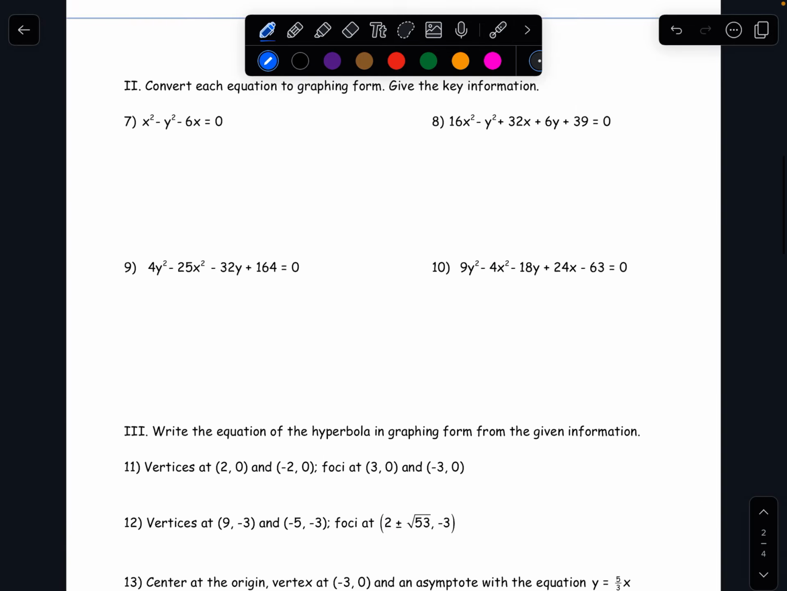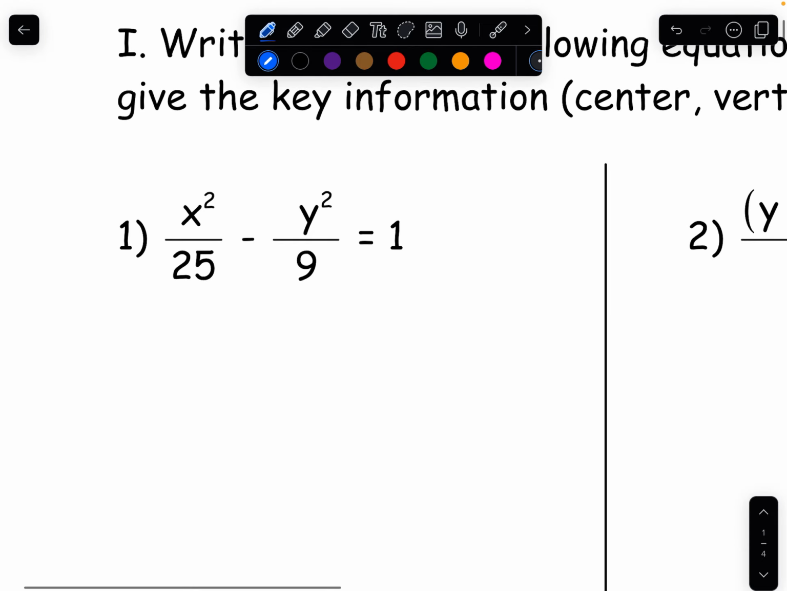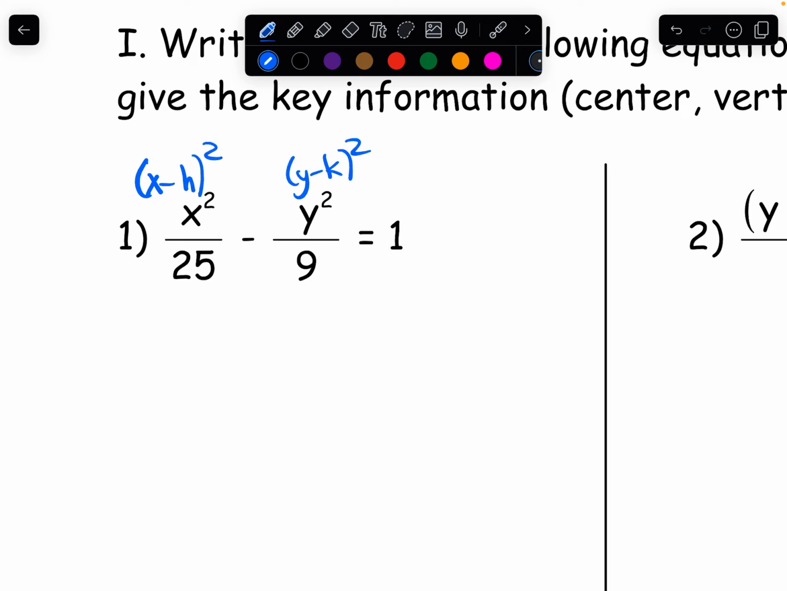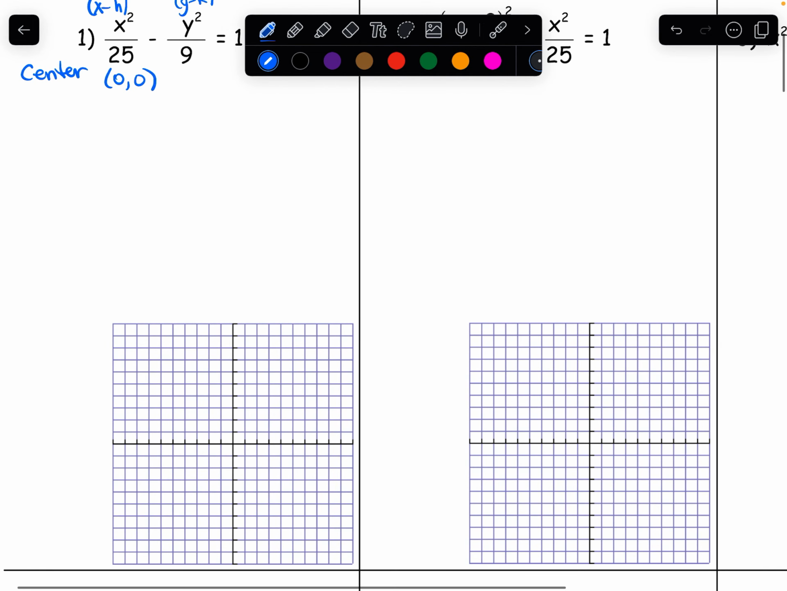So let's go up here and look at this. Okay. So remember to find the center. There's nothing added or subtracted to the x or y inside a set of parentheses. So that means that my center for this is going to be the point (0, 0). Now, most of the time, guys, it is so much easier to just go ahead and plot this information and then come back to it.